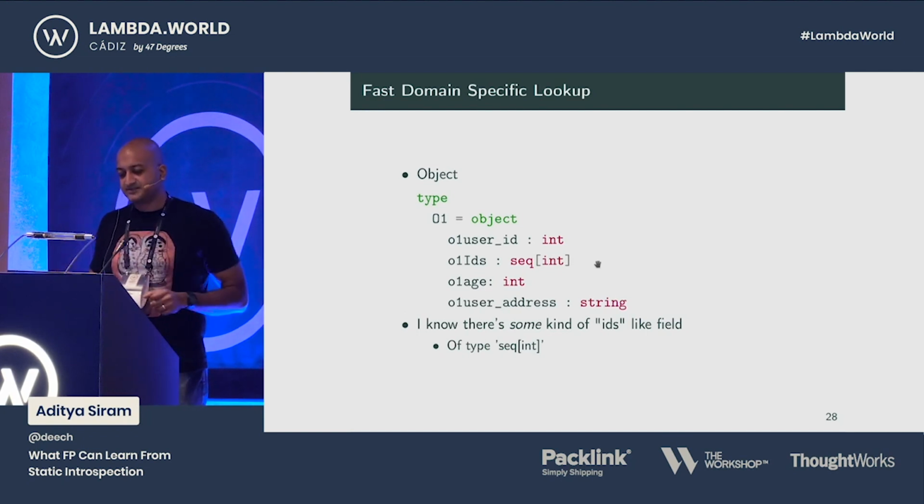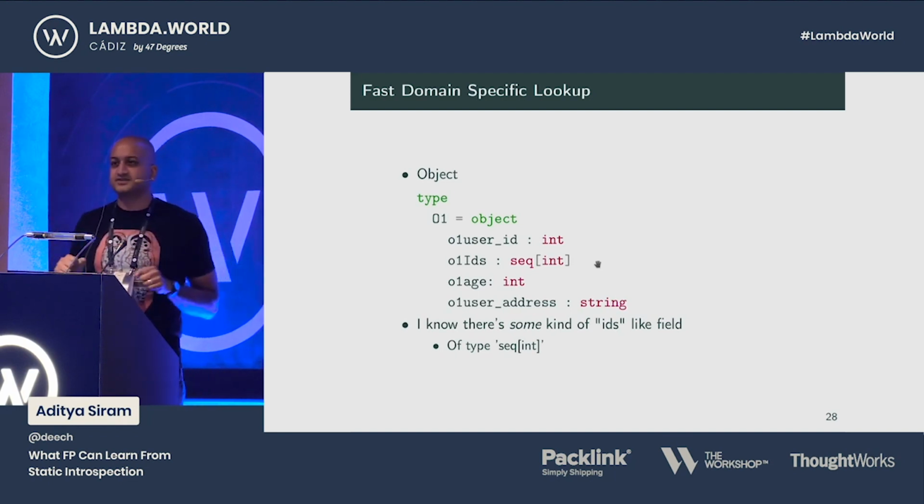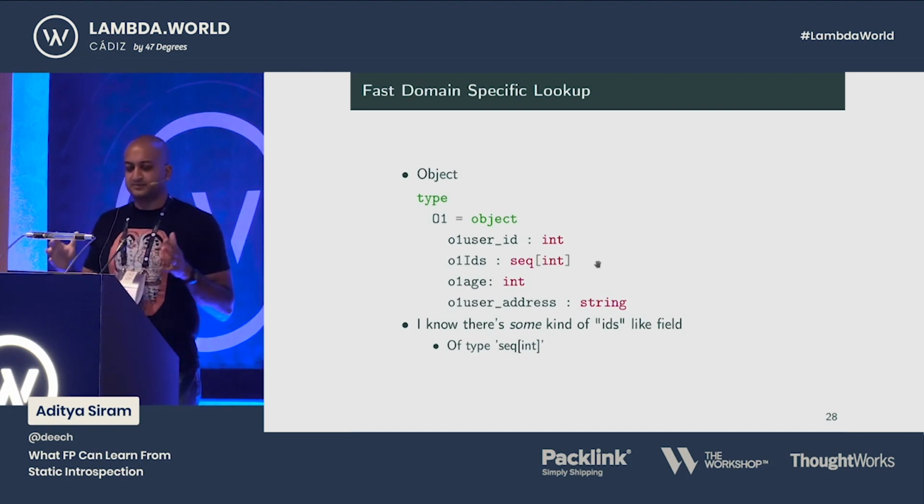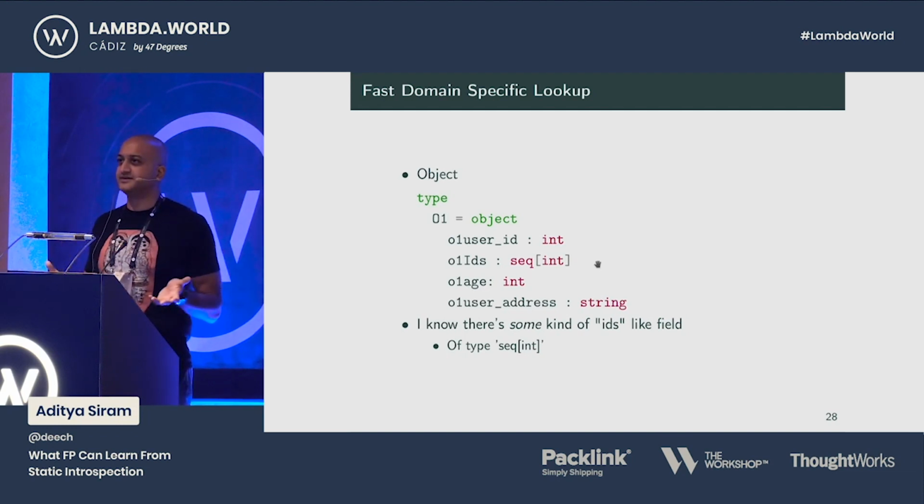I know that inside of this object there's a field called IDs. It's got the string IDS in there somewhere, and I know that it's of type sequence of integer. But I really don't want to have to bother looking all this stuff up because it makes me nuts. I just want the computer to tell me it already knows this stuff.